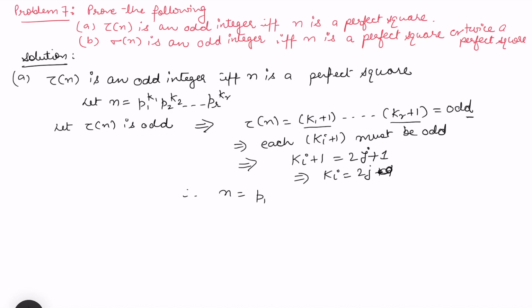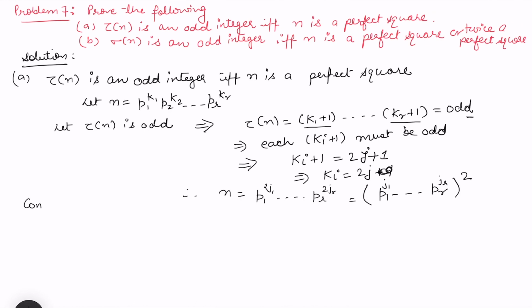So if ki is even, what is n? n is nothing but p1 to the power, replacing ki with 2j, 2j1 and so on up to pr to the power 2jr. So it is p1 up till pr with the powers j1, j2 up till jr, the whole squared. So you get a perfect square. So this is a little obvious.